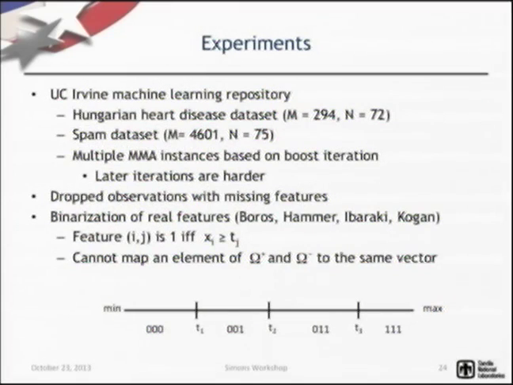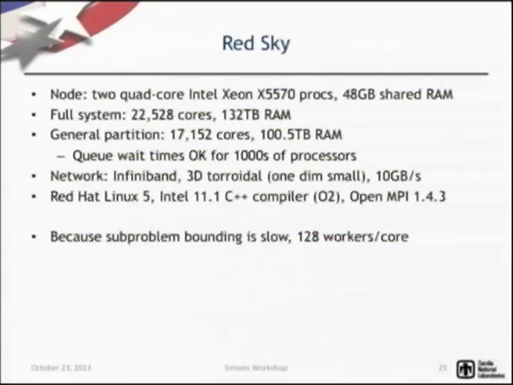Okay, so here are our experiments. We did use the UC Irvine machine learning repository, in particular Hungarian heart disease, which has 249 observations, 72 features. There's also the SPAM data set. We dropped the missing features, and the ones that were real-valued, we partitioned according to thresholds. They have these zeros followed by 1 instances, and the thresholds are correct if you don't bring together two vectors that should be separated. We ran on a really big machine.